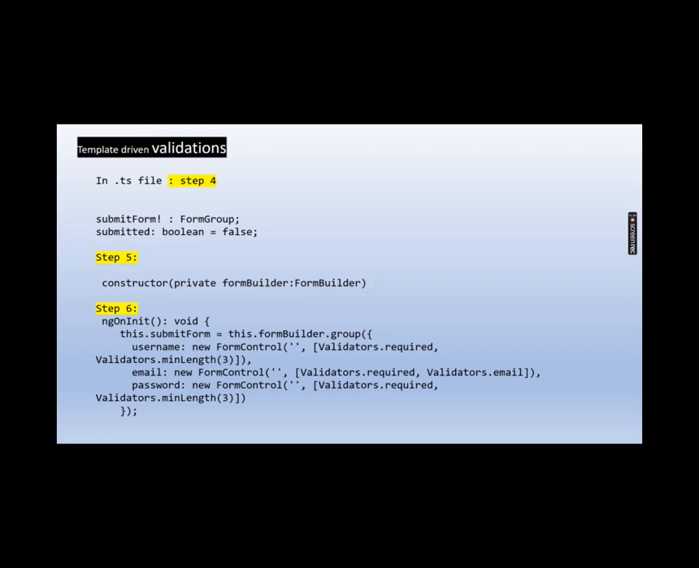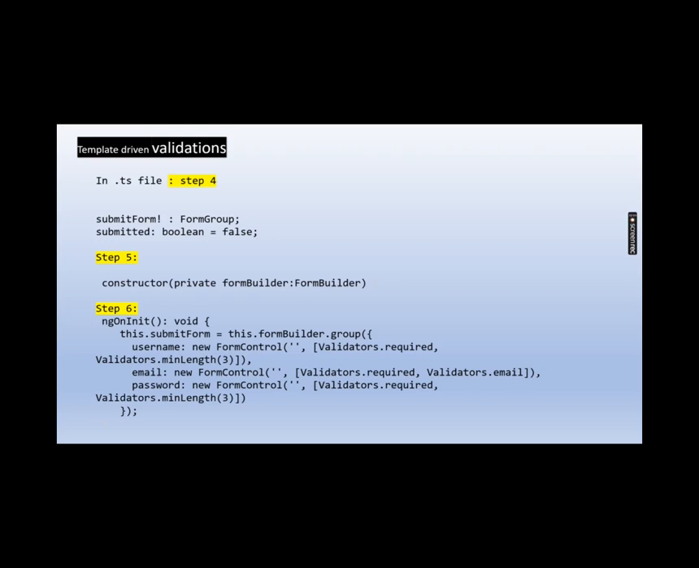And step 6, ngOnInit, what we have to define. So here, whatever properties the object has, those properties we need to evaluate. So in our form, what are the properties? Username, email, and password. Those we need to validate. So Angular provides Validators, and using Validators we can say required.